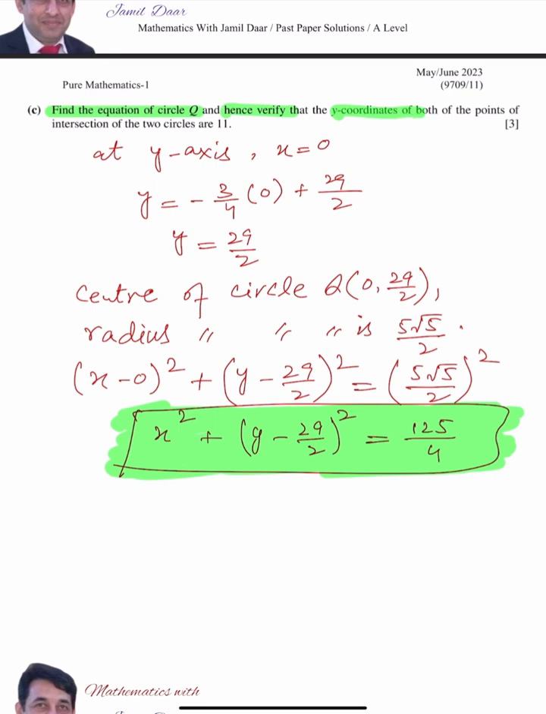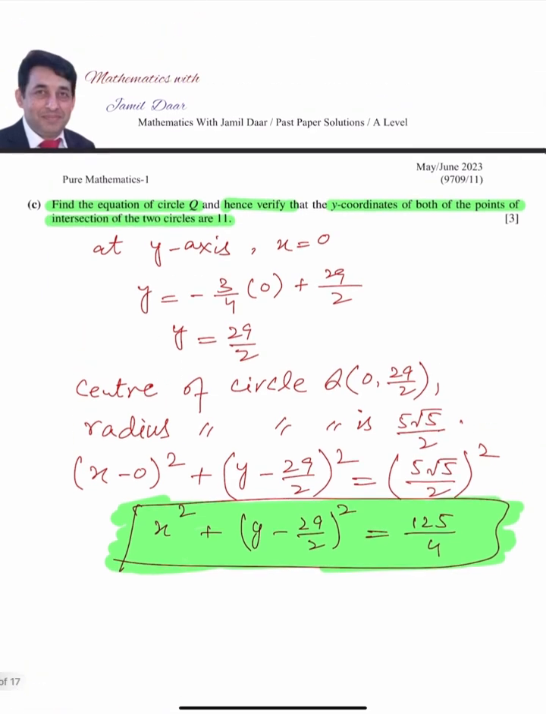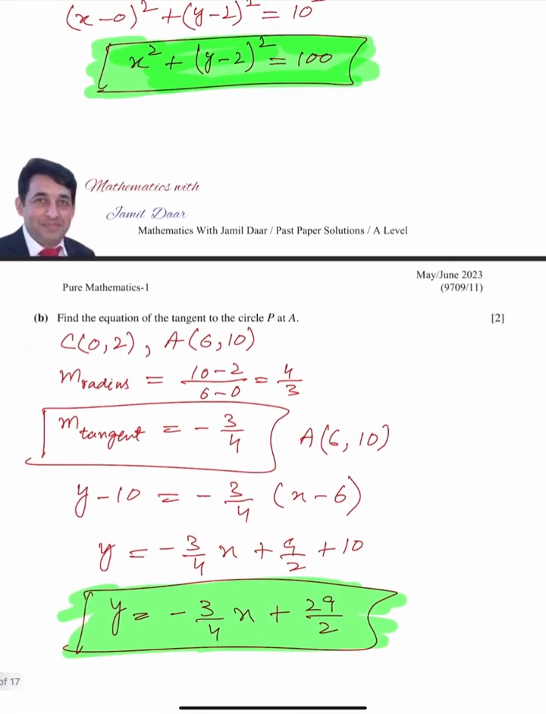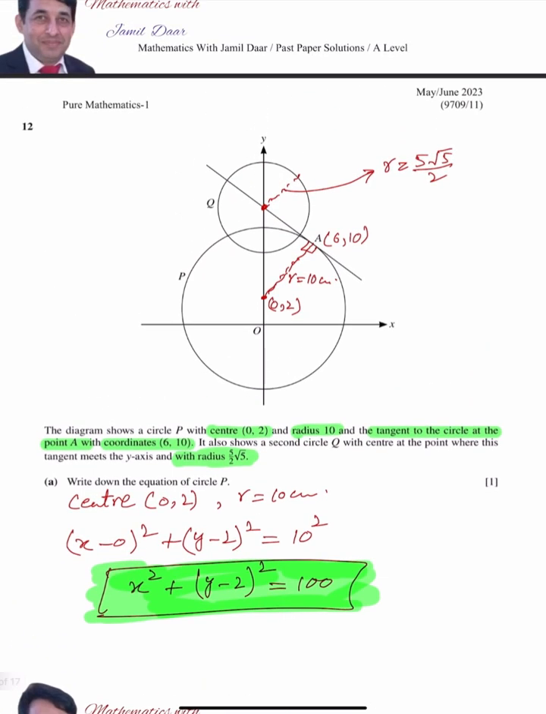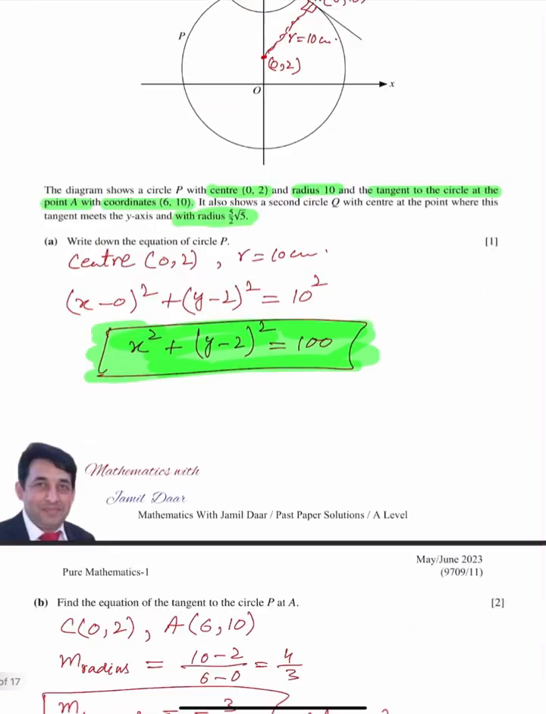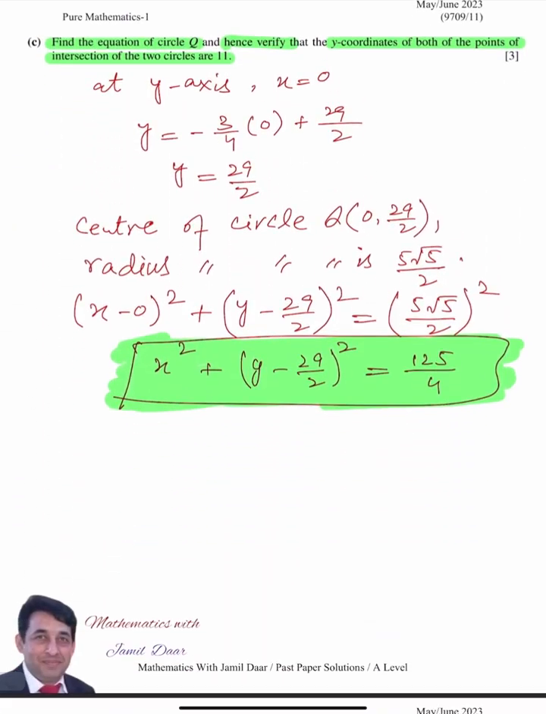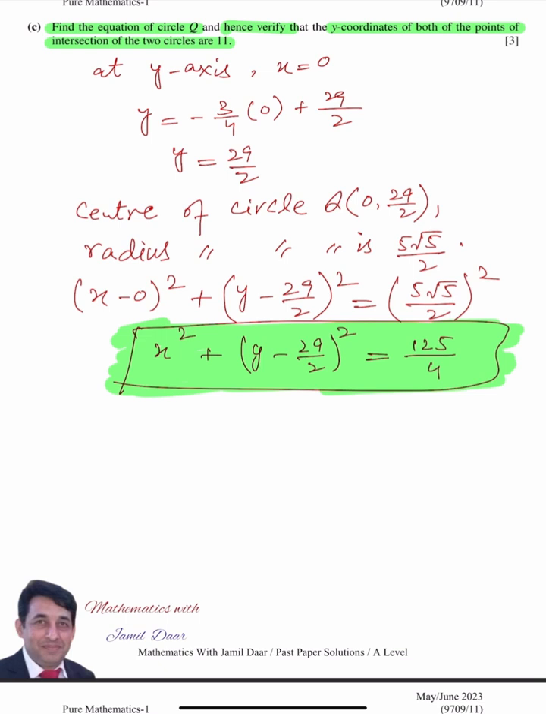Next, we have to find the equation of the circle Q, and hence verify that the y coordinates of both of the points of intersection of the two circles are 11. What are the intersection points? These are the intersection points, so this is 11. We have to find the y coordinate of the points of intersection of these two circles. So what is the equation of the circle P? This is the equation of the circle.